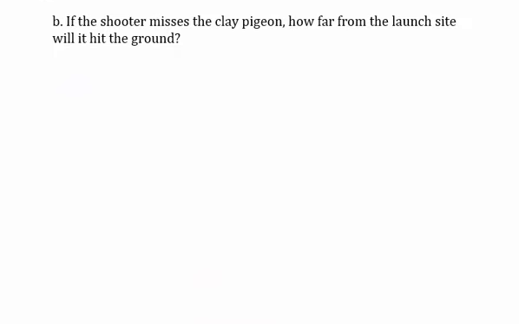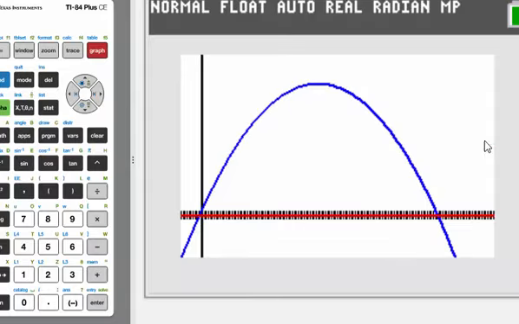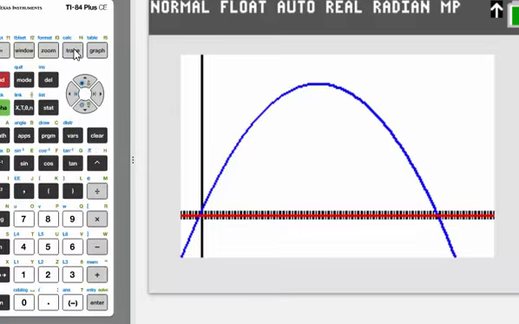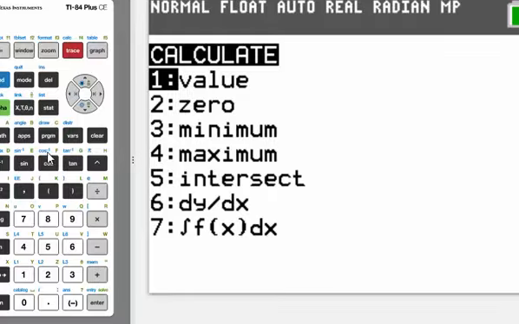If the shooter misses the clay pigeon, how far from the launch site will it hit the ground? In other words, we're looking for an x-intercept of the function. So if you look at a graph of this function and adjust the window so you can see the positive x-intercept over here, and hopefully you can determine where it is, and I'm just going to use the intersect feature.